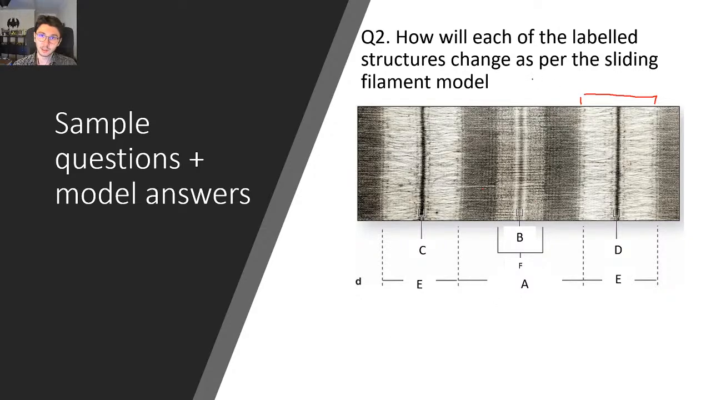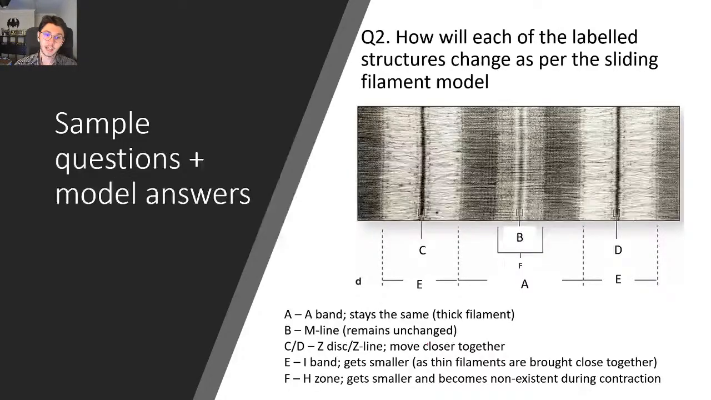It's asking us, as per the sliding filament model, which one of these will change? The sliding filament model is the model by which sarcomeres contract. If we move on here, we see that A is the A band, which always stays the same. It's a thick filament, right? So this is your A band, which always stays the same when it's uncontracted.